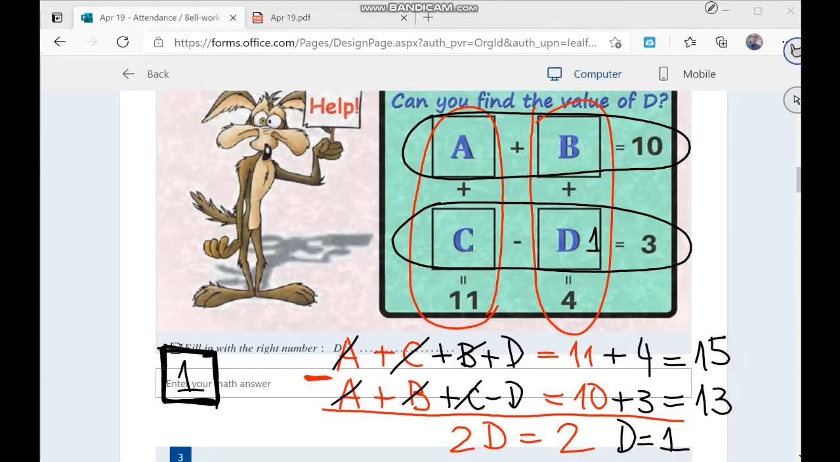Check this out. D equals 1, something minus 1 equals 3, means 4 minus 1 equals 3. And then we have here on the vertical, something plus 4 equals 11. This something needs to be 7. 7 plus 4 equals 11. And now we have a horizontal, 7 plus something equals 10. 7 plus 3 equals 10. We have all the numbers. D equals 1. Makina got the right answer.